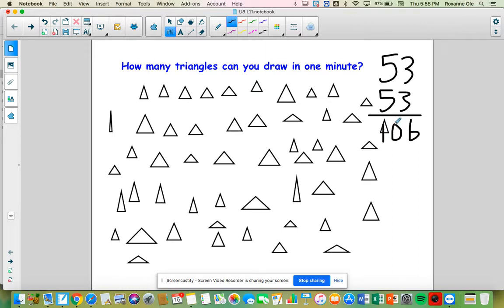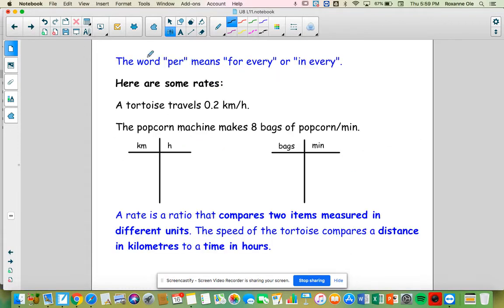How many triangles could I draw in 3 minutes? Well, let's add another 53 onto it. Let's see how many I could draw in 3 minutes. 159. So rates come in handy sometimes when we're trying to figure out how long it will take to do something. So let's go on.